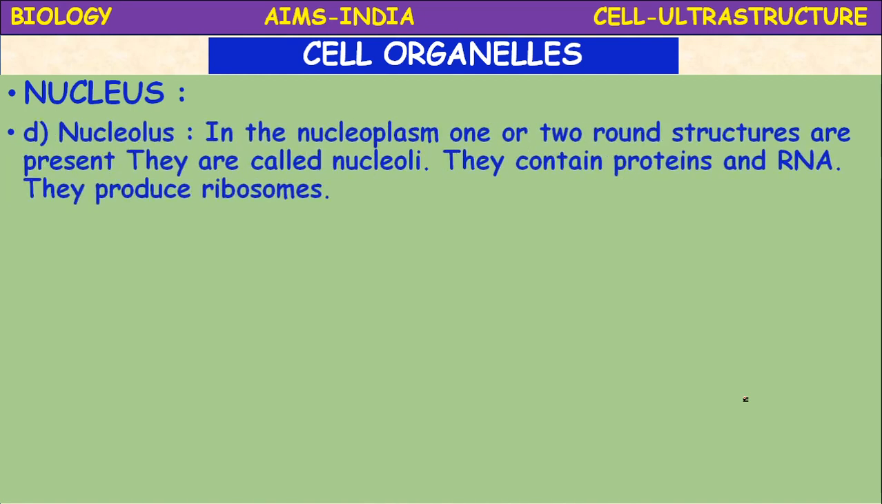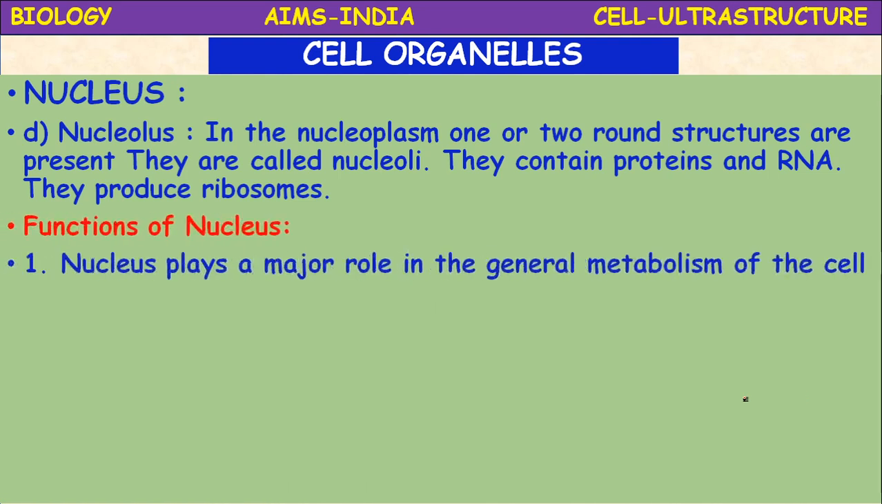Nucleolus. In the nucleoplasm, one or two round structures are present. They are called nucleoli. Nucleoli means plural, nucleolus means singular. They contain proteins and DNA, and they produce ribosomes. Ribosomes are produced from the nucleolus of the cell.